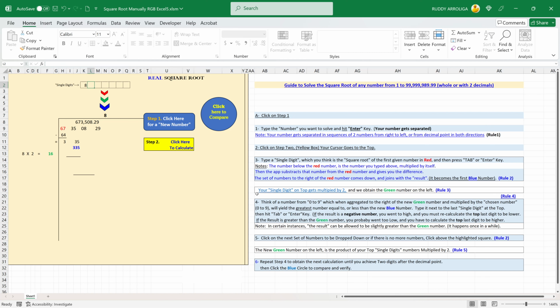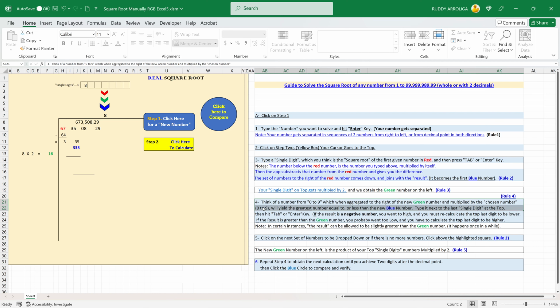Okay, let's go to step 4. Think of a number from 0 to 9 which, when added to the right of the green number and multiplied by the chosen number 0 to 9, will yield the greatest number or product equal to or less than the blue number. Type it next to the last single digit at top.